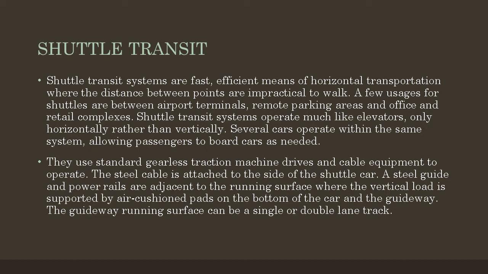Shuttle transit is a public transport that consists of a bus, train, or airplane that travels back and forth between 2 points. It includes a variety of paratransit services that use buses or vans to provide public mobility. Shuttle services are fast and efficient means of transportation where the distances are impractical to walk.